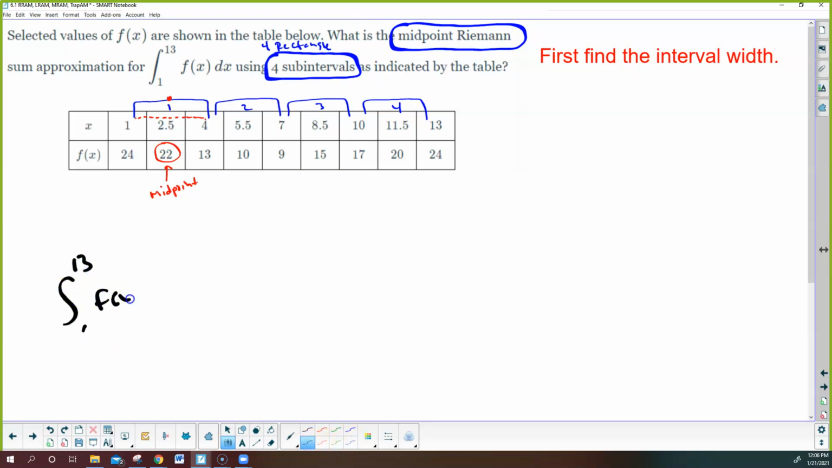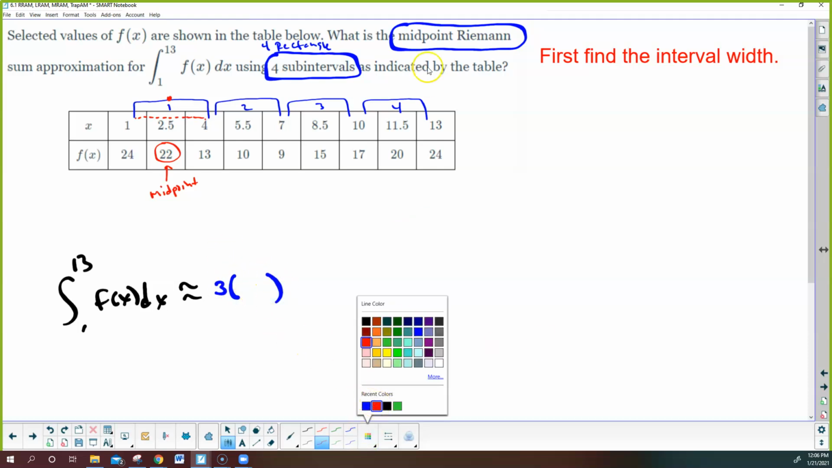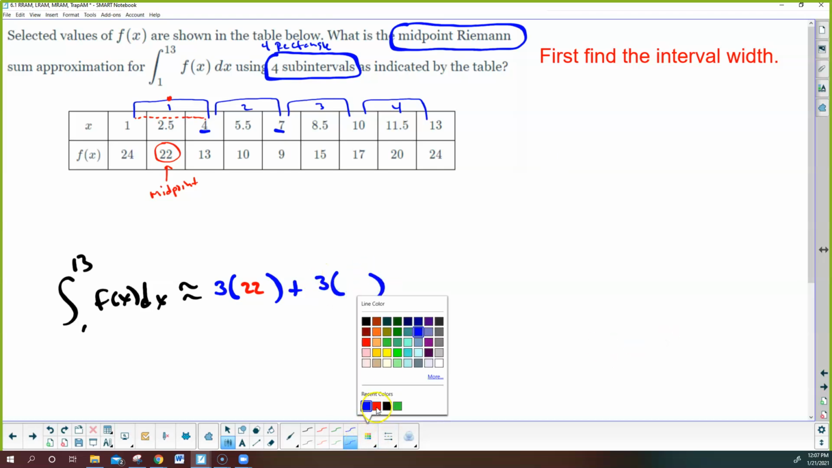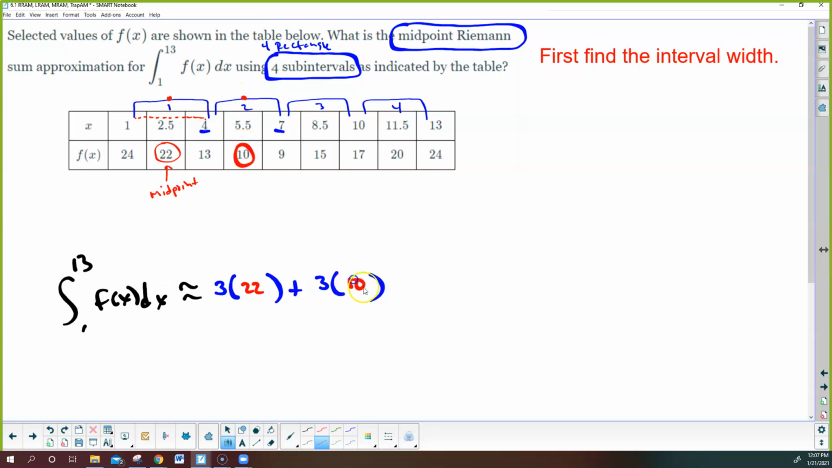I would set up the integral, and I would say it's approximately equal to the area of this first rectangle. So its width, 4 minus 1, is 3. And then the height, because I'm using the midpoint, is the middle value, which is 22. And then I would add that to the next one. Well, what's the difference between 4 and 7? That's 3. And its height is the middle value, which is 10.